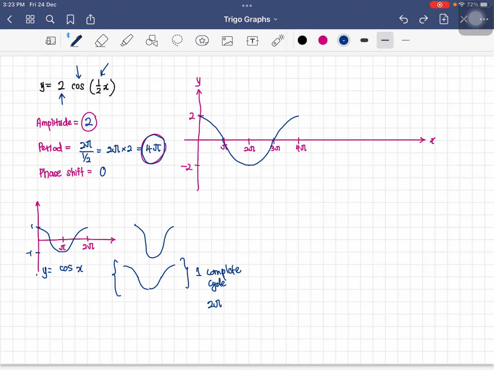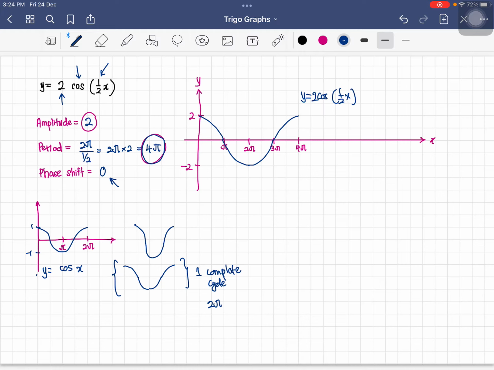Yes, we are done with this one. We don't shift this graph because the phase shift is 0. If it is not 0, we would have to move this graph to the right, so it will be something like this. But now we don't have this kind of shifting because the phase shift is 0, so we'll just stop there. So this is actually the graph for, let's just label it, y equal to 2 cos half of x.